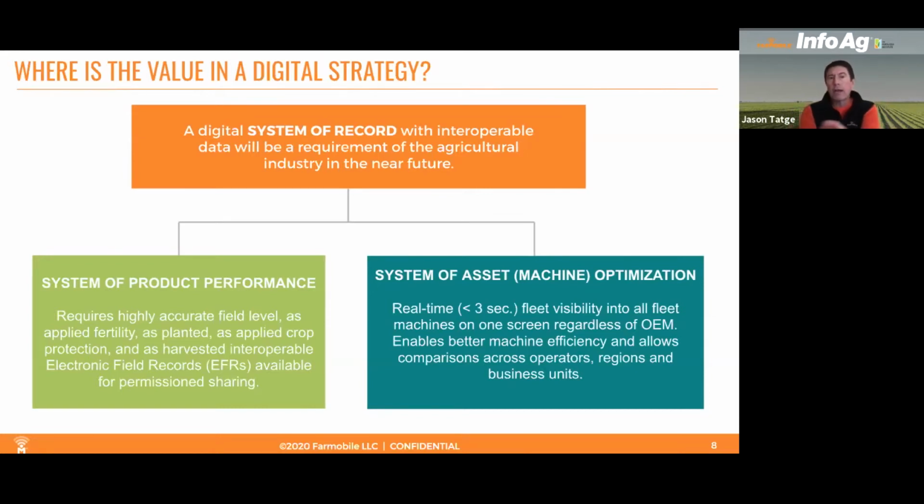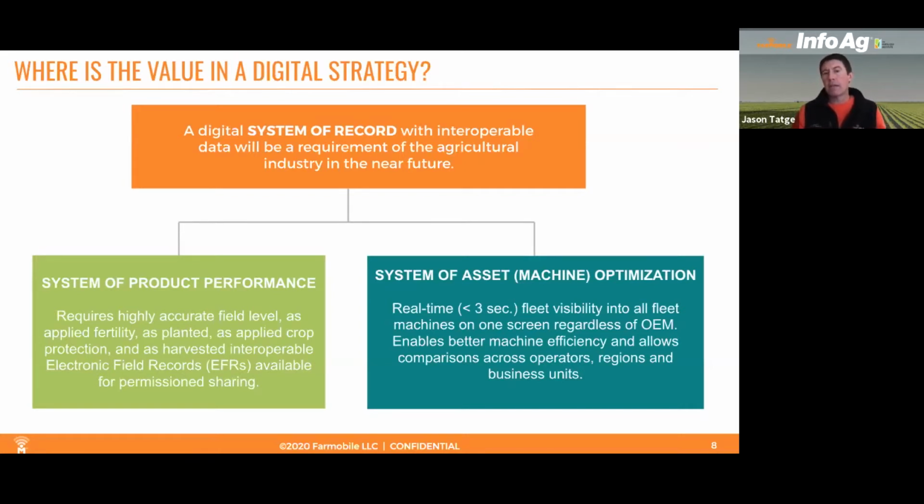One of them, on the left there, is what we talk about as a system of product performance. That's really getting all of the layers: the fertility layer, the as planted layers, the crop protection layers, and the harvest layers, and then being able to take all of those layers and share them with others. In the past, the big challenge from a grower's perspective was to get that data into an FMIS system and try to figure out how to make better decisions. We don't have that one figured out yet. There's a lot of room for us to do better there.